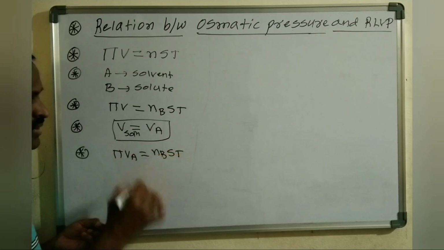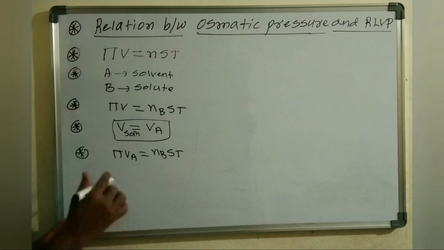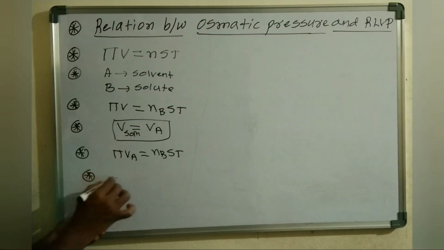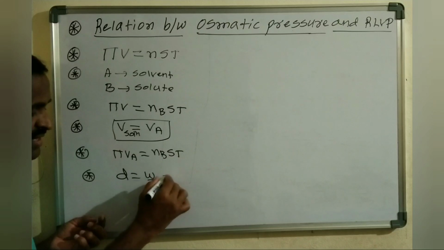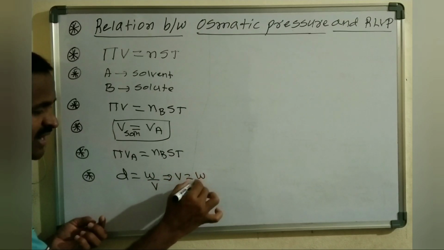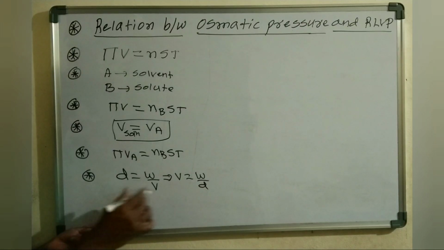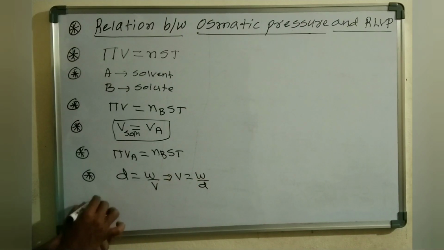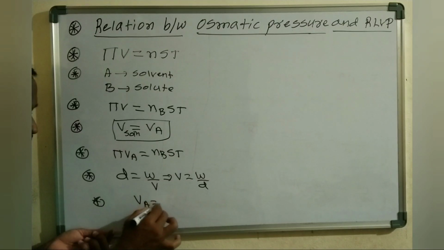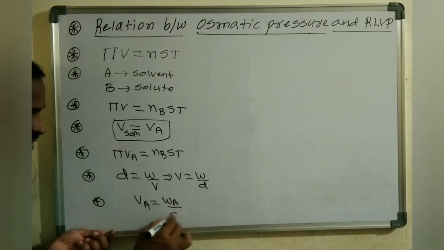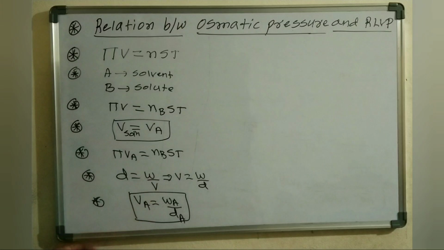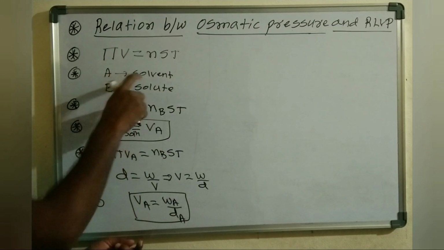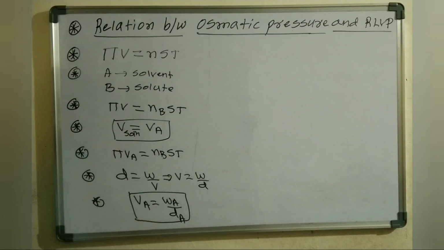From the basic definition, density equals weight by volume, so volume equals weight by density. If we apply this to the solvent only, Va = Wa divided by dA, where dA is the density of the solvent.